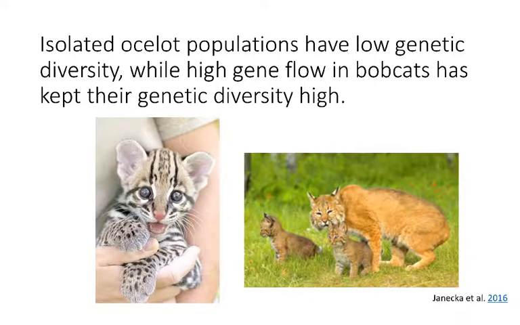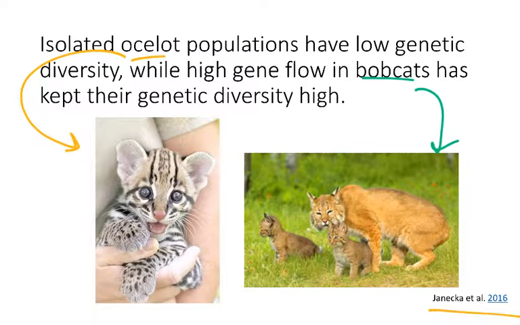In this study, which is cited at the bottom, I'll put the link in Canvas, they were comparing two different types of cats, ocelots, which are shown here on the left, and bobcats, which are shown here on the right. And in this habitat on the Texas-Mexico border, there's been a lot of anthropogenic influence and a lot of habitat change for these species.